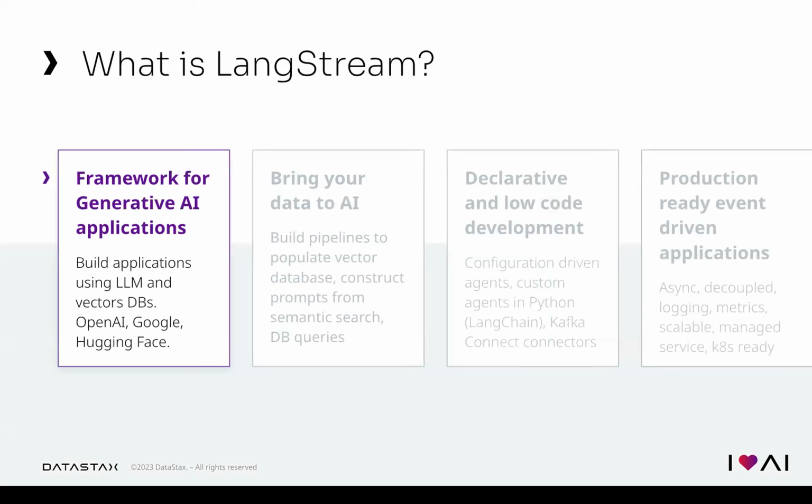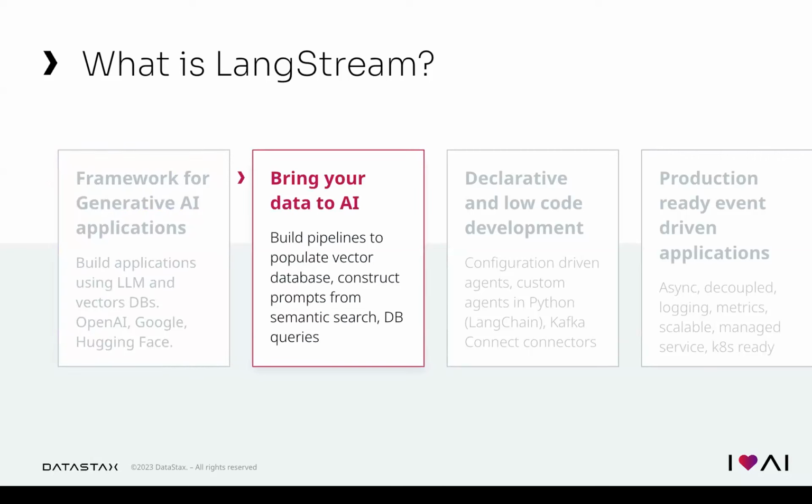So our proposed solution, and a day early, is Langstream. Langstream is a framework for building generative AI applications. You build using LLMs and vector databases. Those are the two main components of infrastructure that you need. Now, it integrates with all the popular LLMs, like OpenAI, Google Vertex, Hugging Face. This is bring your own LLM, by the way. We're calling APIs for all of these services to get the completion.